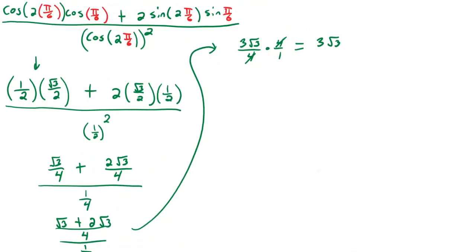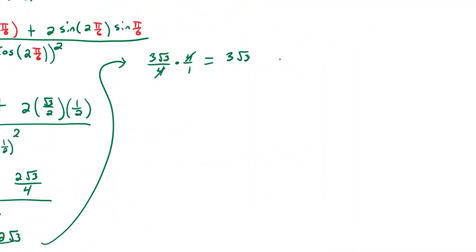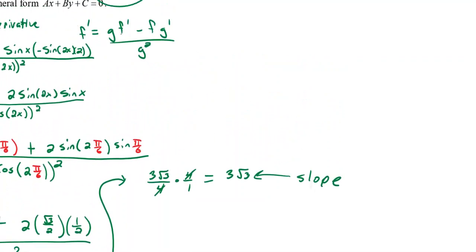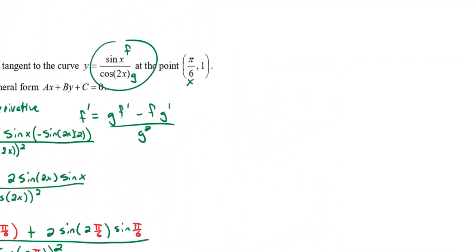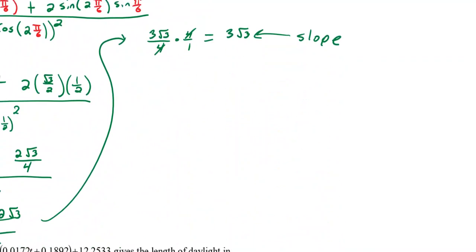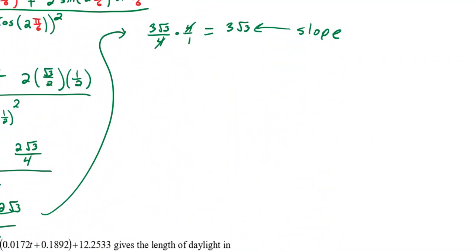Okay, and what was that? That was our slope. Okay, that was our derivative. That was our slope of our line, right? So now we kind of have everything we need. We have an x value and a y value and a slope. So back to grade 10 math, right? We've done these. So let's start off with our point form.